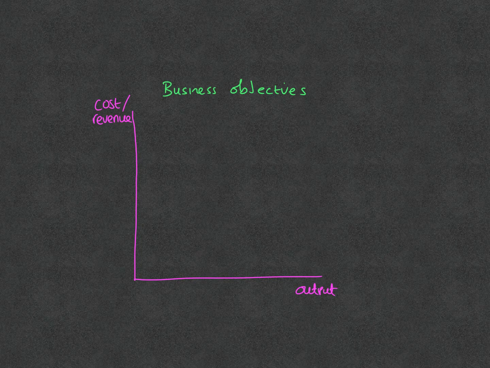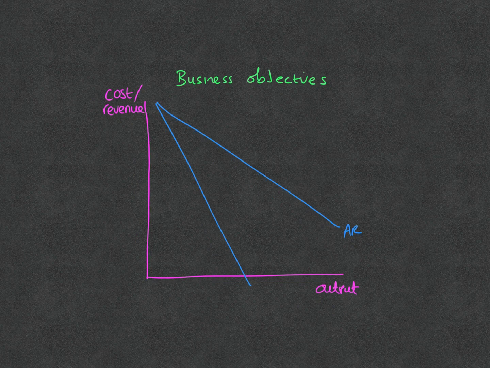Hey everyone, this is just a quick snapshot on business objective diagrams, and we're going to start with profit maximization as a business objective. So you draw your Y and X axis, followed by your average revenue curve, which is also your demand curve, and you also draw your marginal revenue curve, which is twice as steep as average revenue.